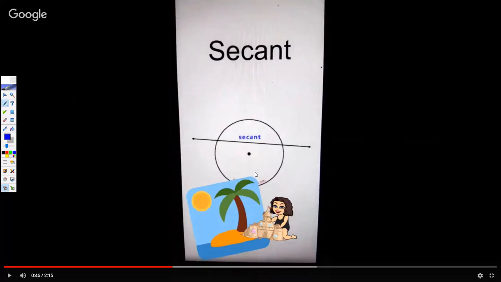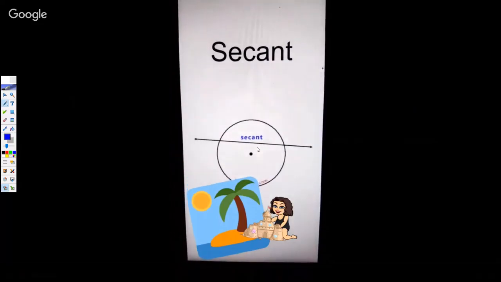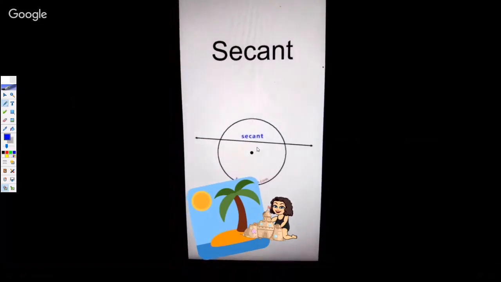And so I remember the secant as the line that goes out to sea. So the secant is the only line that's somewhere on the island, and then it goes out to sea. So that's why I have that picture of we build a sand castle.